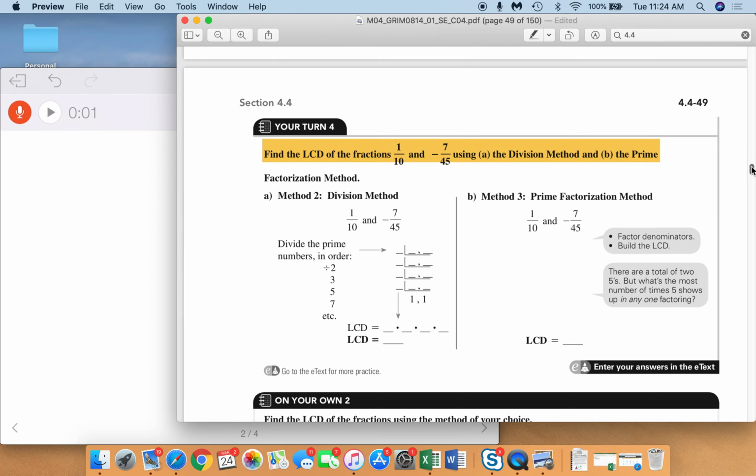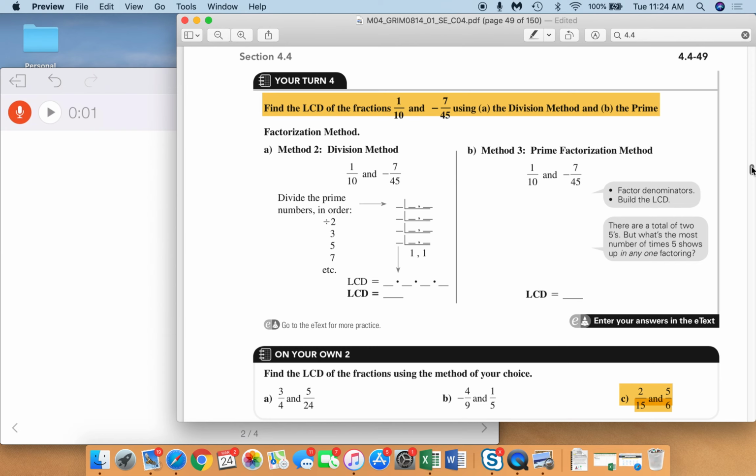All right, so we're on page 49, your turn. So we're going to find the lowest common denominator of the fractions 1/10 and -7/45. Now, I'm looking at that, and 10 does not go evenly into 45. So I know 45 is not going to be my lowest common denominator. We're going to use the division method and the prime factorization method. And remember, it's specified here. So you'll see that in the problems.